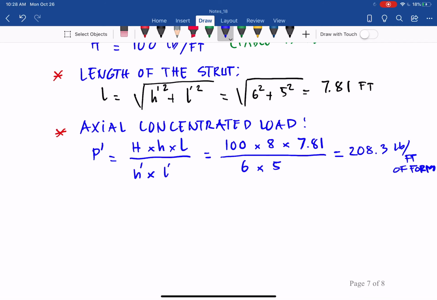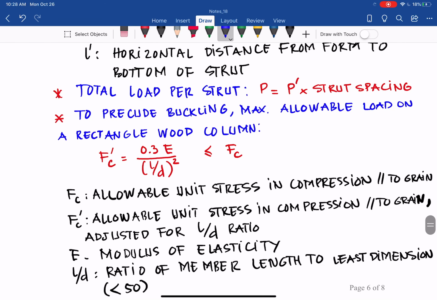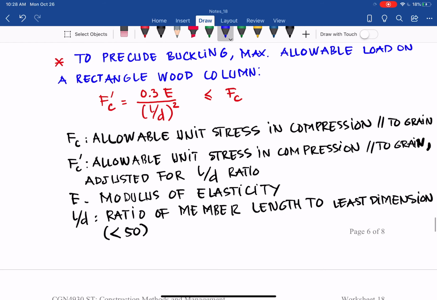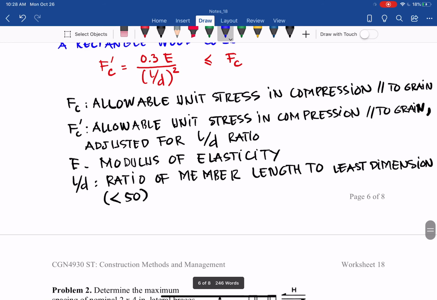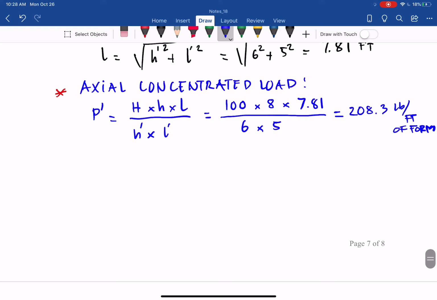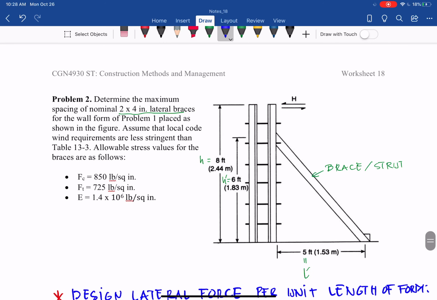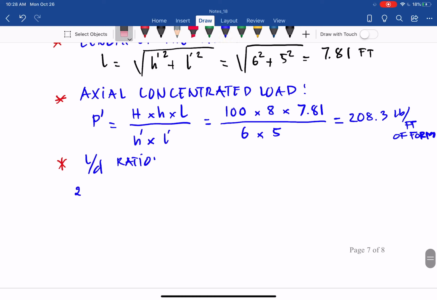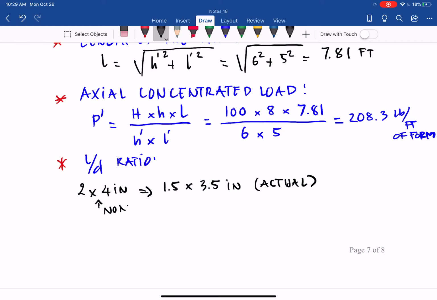And now we need to consider the deflection, as shown here, to consider buckling, and we need to find the ratio of the member length to the least dimension of the member. So L over D. What is L over D? We have to determine the L over D ratio. So how can we get it? The brace member is 2 by 4 inch, so you have 2 by 4 inch, then the actual dimension will be 1.5 times 3.5 inch. This is the actual dimension, and that is the nominal. Where can we get that?